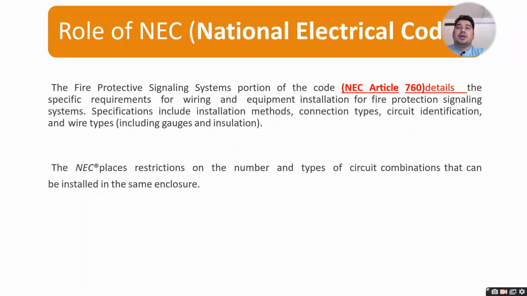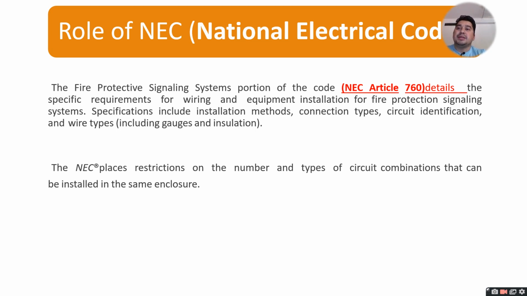Rule of National Electrical Code. The Fire Protective Signaling Systems portion of the code, National Electrical Code Article 760, details the specific requirements for wiring. Whichever wire you will use in these fire alarm systems, there are certain requirements and equipment installation for fire protective signaling systems. Specifications include installation methods, connection types, circuit identification, and wire types, including gauges and insulation.